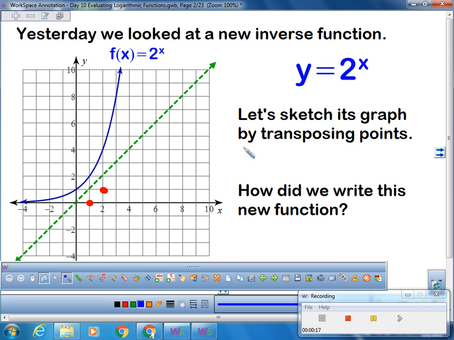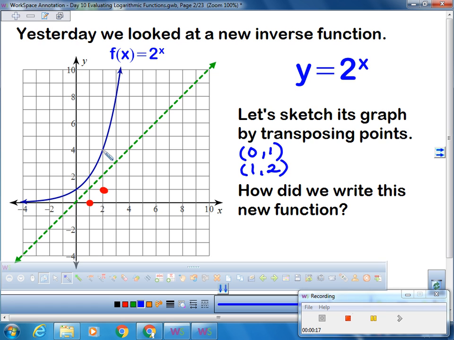I'm going to write these down. So 0, 1, and 1, 2. What's our point? When we're dealing with the base of 2, then we would go up to 4. So when I transpose this point, this is going to be 4, 2. So 1, 0, 2, 1, 4, 0. There's our function, our inverse function.